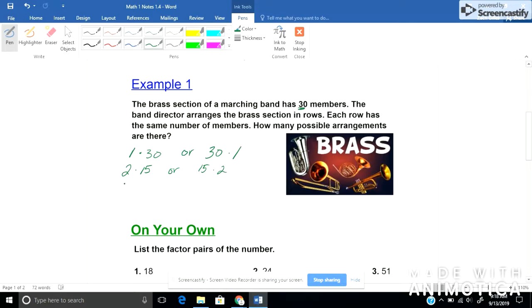Other possibilities, I'm going to keep going. I could have 3 rows of 10 or 10 rows of 3. And I think probably one of the last ones is I could have 5 rows of 6 or 6 rows of 5. Okay. And if I'm looking at this, how many different types of arrangements can I have? Well, I could have 1, 2, 3, 4, 5, 6, 7, 8. I could have 8 possible arrangements.